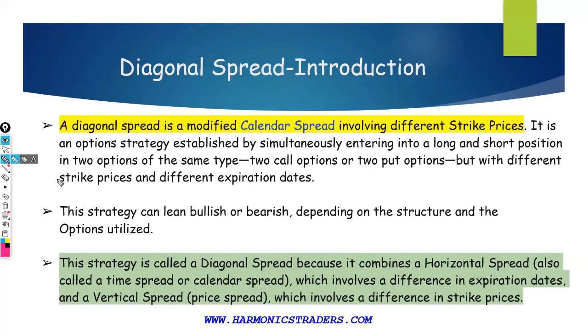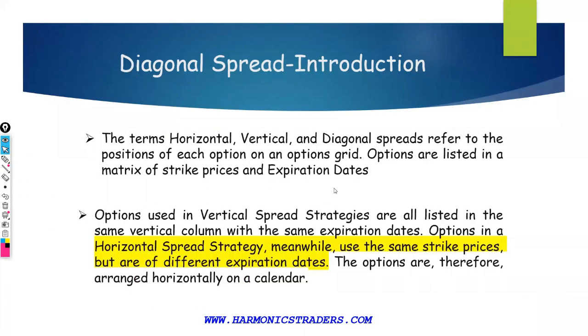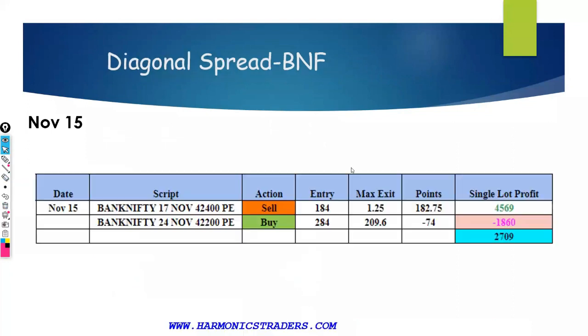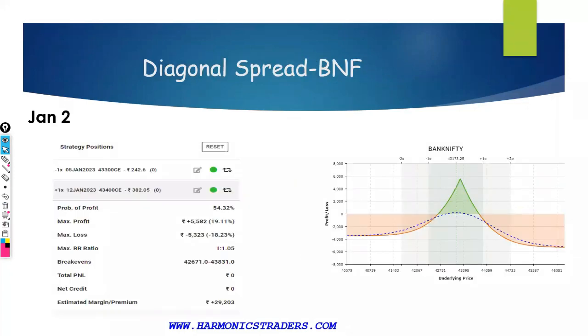Why is this called diagonal? Because it combines the horizontal spread and also the vertical spread. That is why it is diagonal. It is a combination of both horizontal and vertical. So in diagonal, like I said, whatever calendar we are doing, when we change the strike, that becomes diagonal. This is the classic example. Strikes are different, expiry date is different. That is called the diagonal. And of course, you need to know the trend, or you need to anticipate a particular trend to happen, and then we'll be initiating the diagonal trades.